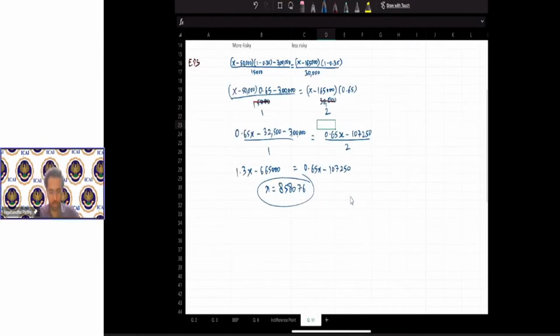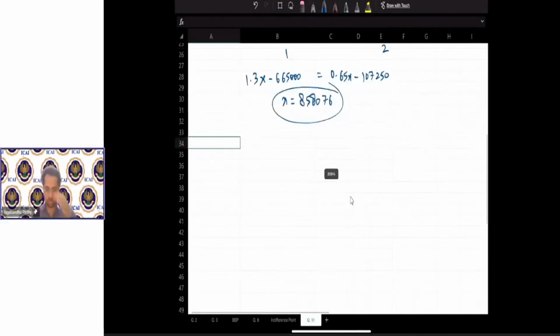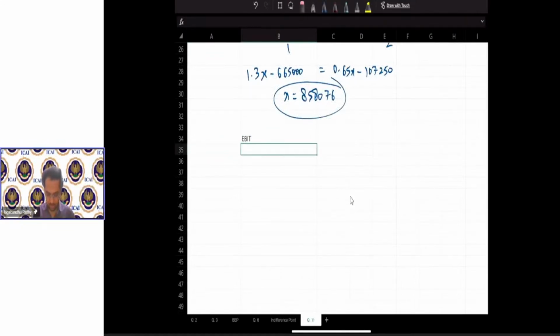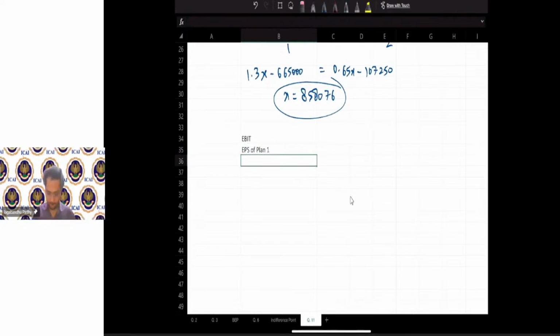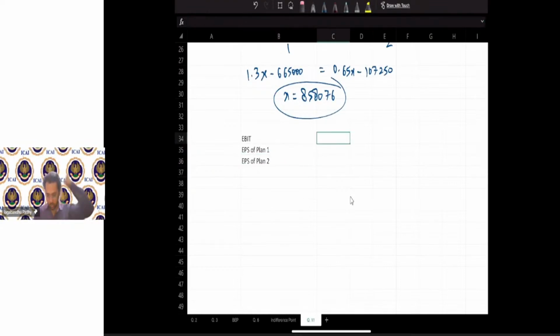Let's try to compute some chart based on this. So let's say EBIT, and then we'll say EPS of plan 1 and EPS of plan 2. Since EBIT is 8,58,076, let me take it somewhere over here.